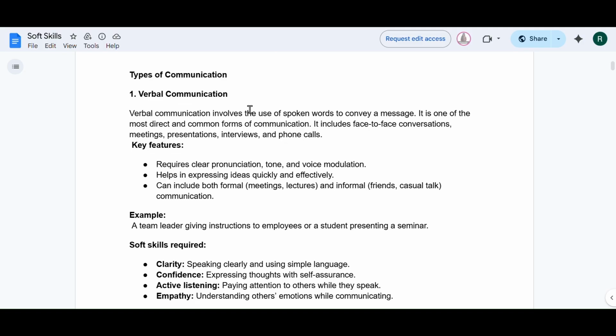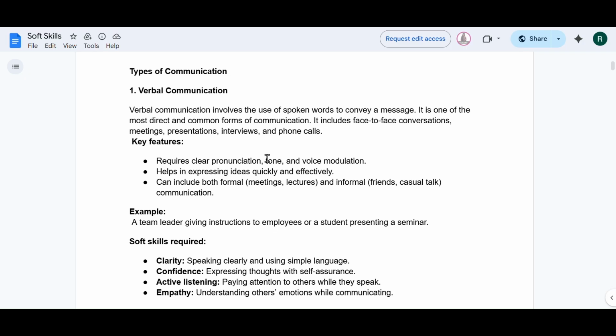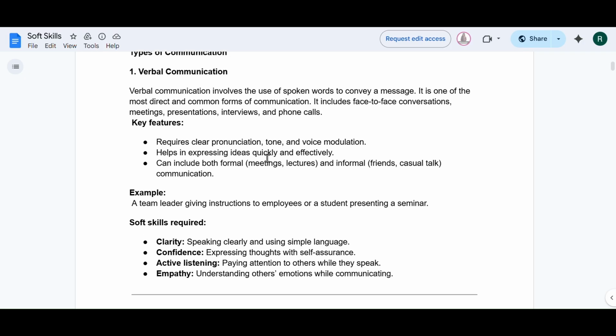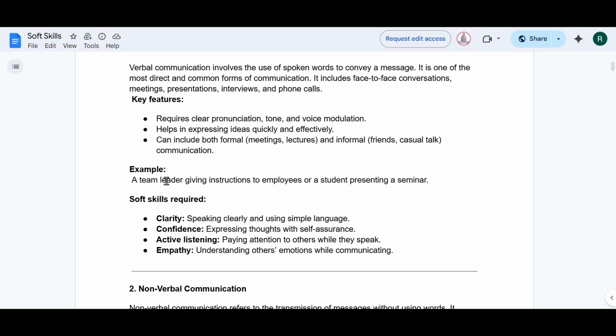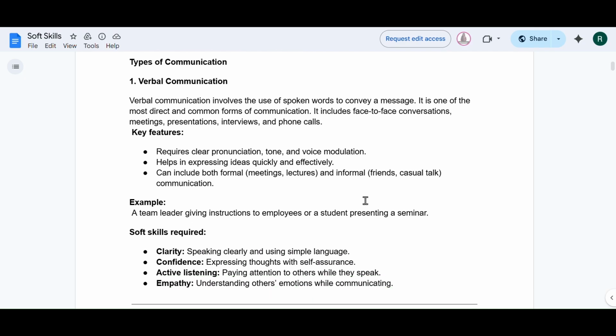So let us read one by one carefully. What is verbal communication? Verbal communication is nothing but using words to convey a message. This is one of the most direct forms of communication we use regularly. It includes face to face conversations, meetings, presentations, interviews, and phone calls. We use this in very formal communications, meetings, and to talk with friends. For example, a team leader gives instructions to employees or a student presents a seminar. This is called verbal communication.